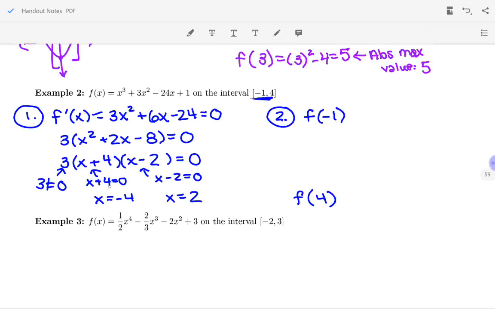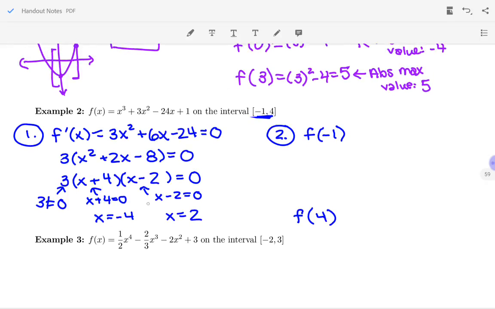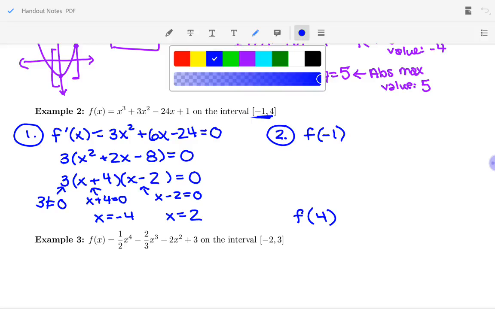So I'm going to compare the endpoints to any critical numbers in between. So I have 2 critical numbers, -4 and 2. Do I have to test both critical numbers? Are they both on my interval of interest? Is -4 between -1 and +4? No. This is great. The less critical numbers on the interval, the less we have to test. So we do not have to test -4.